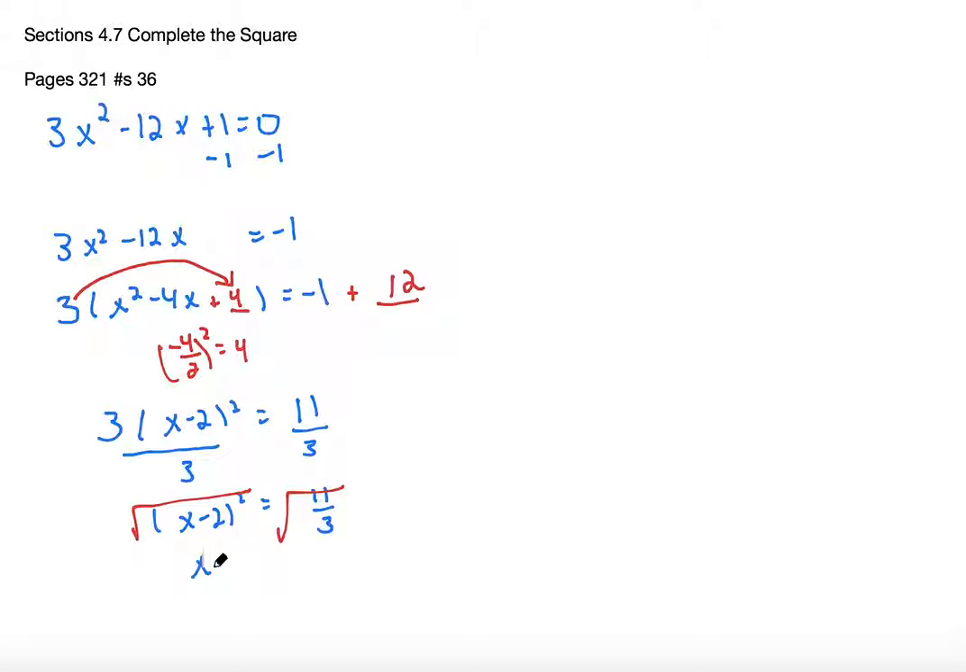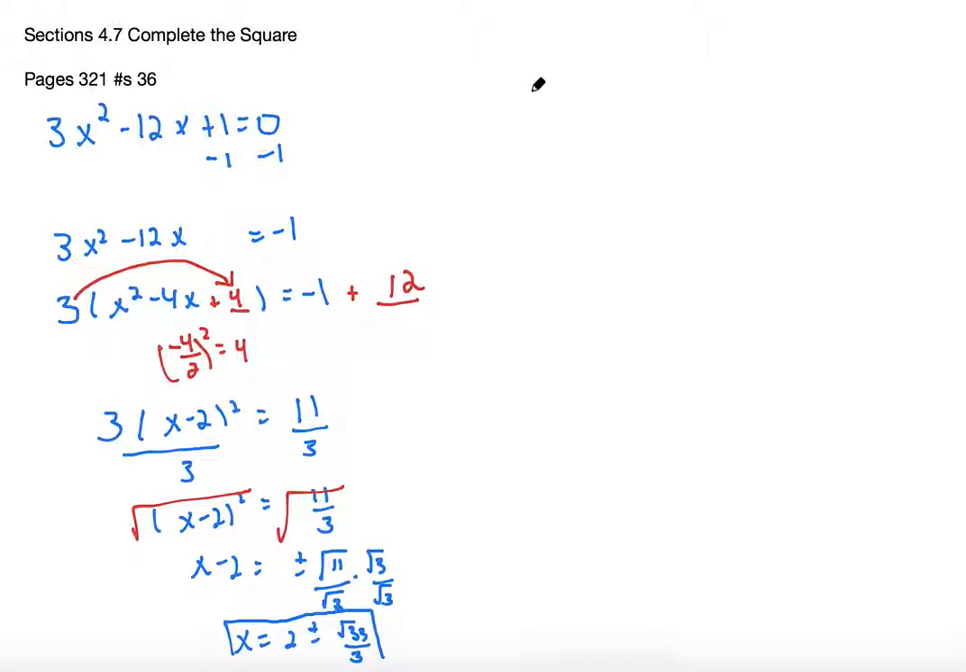And we have x minus 2 equals plus or minus the square root of 11 over the square root of 3. And then remember, we can really quickly fix this. And then we have x equals 2 plus or minus the square root of 33 over 3. And that is how you solve by completing the square.